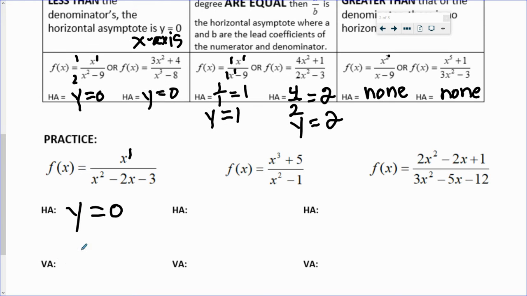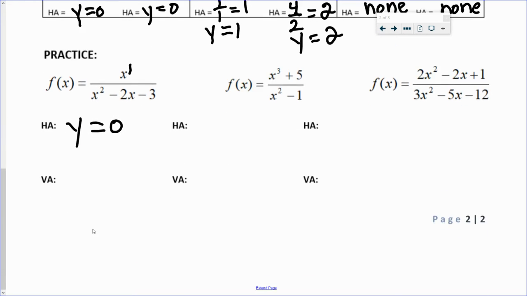Now, how do we find the vertical asymptote? Well, we take that denominator and we set it equal to 0. Now, you might be thinking, okay, I'm not solving that as easily as what you did before, Miss Lucas. And that's true. We have to do some factoring. So we're going to take factors of -3 that add up to -2.